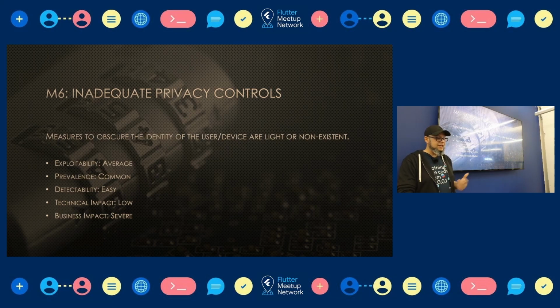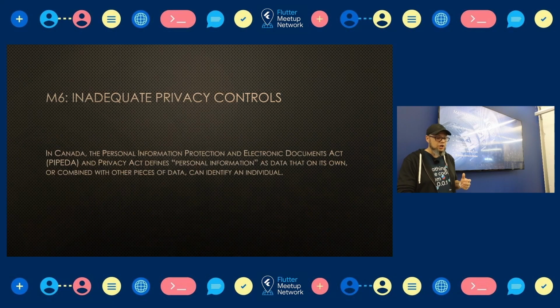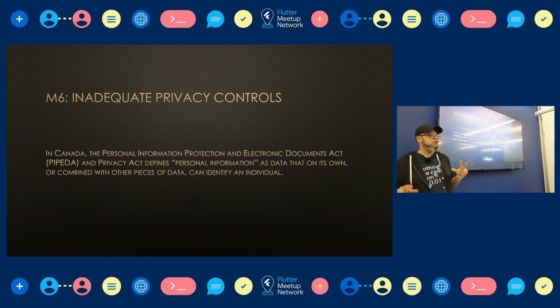Next is M6, inadequate privacy controls, which basically means measures to obscure the identity of the user or device are light or non-existent. In other words, this particular privacy issue has to do with what we call PII, or personally identifiable information. And to give you a little bit more context, we do have something here in Canada called PIPEDA that regulates this for both web and mobile applications.